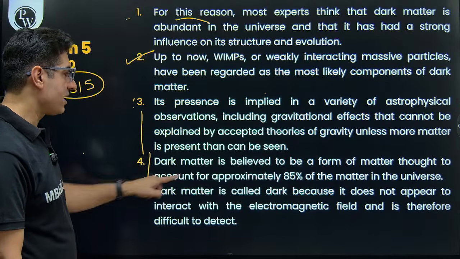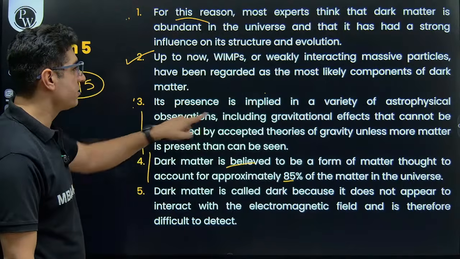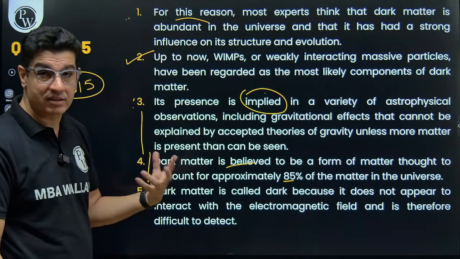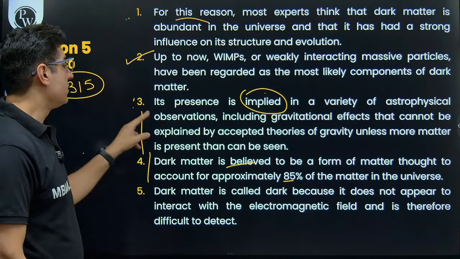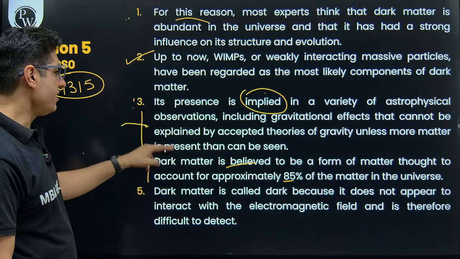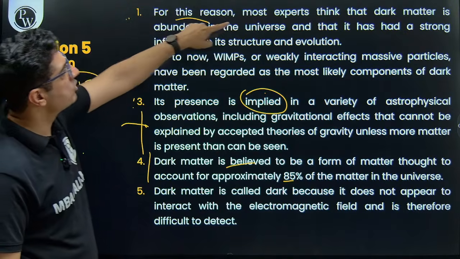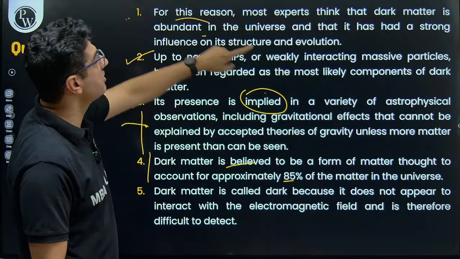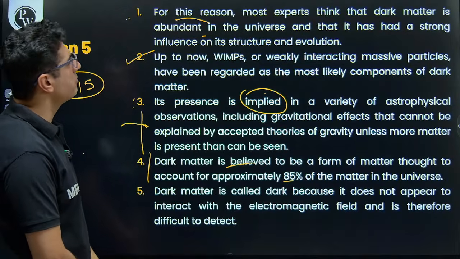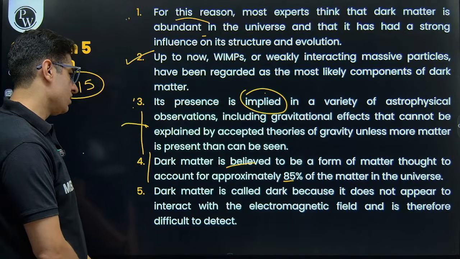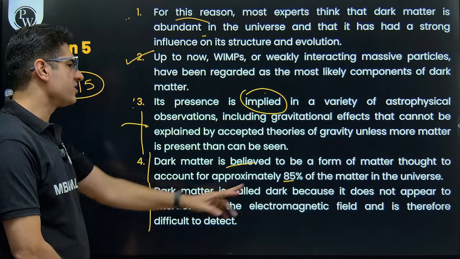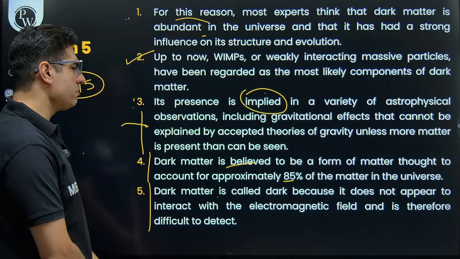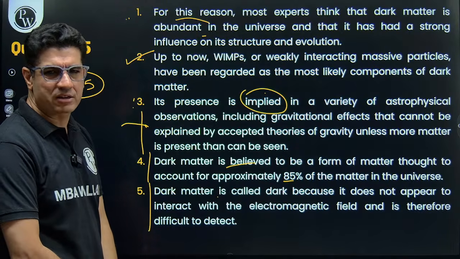So dark matter is believed to be 85%, presence is implied. You're not able to figure it out directly, but then you indirectly go ahead and measure it, and for this reason most experts think that dark matter is abundant in the universe and that it has a strong influence on its structure and evolution. And then you go and talk about why it is called dark. So all of these are basically about the presence of dark matter.